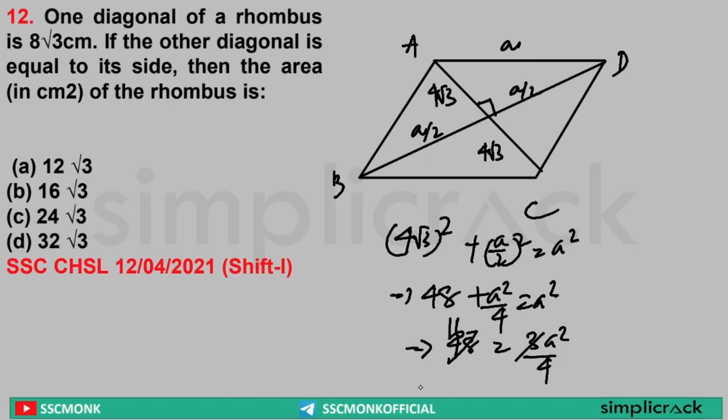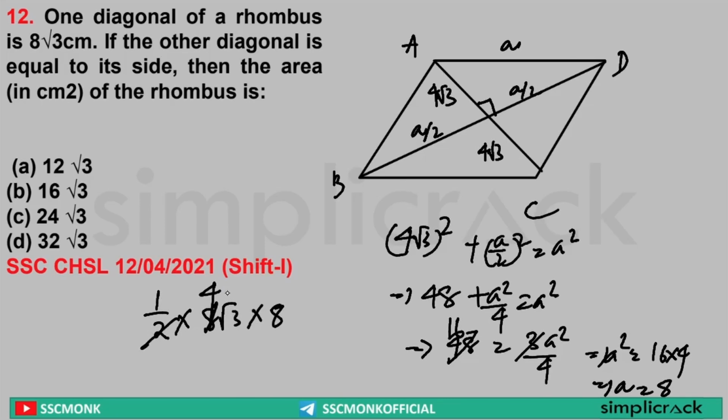A square is equal to 16 into 4, so a is equal to square root of 64, that is 8. So if a is 8, then area of the rhombus is half d1 into d2, that is 8 root 3 into 8. 2 4s are 8, 8 4s are 32 root 3. That is option D. Clear?